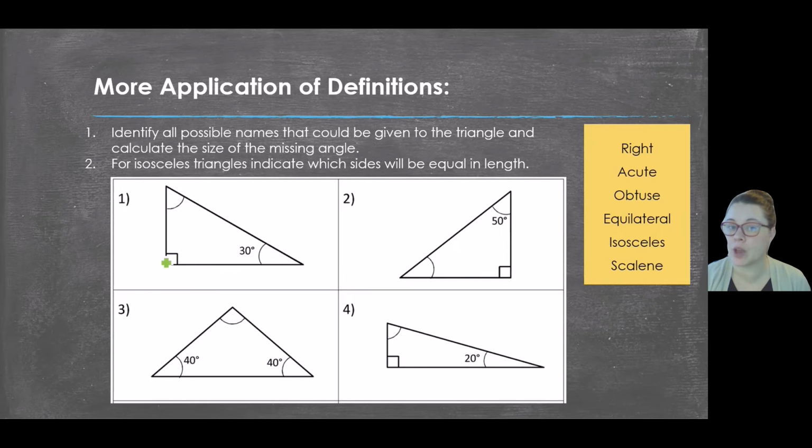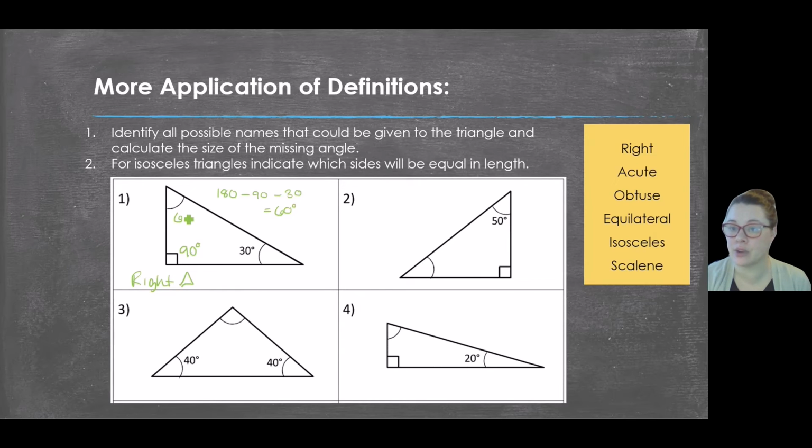So this one, whenever you see the square in the corner, that means we have 90 degrees. So that tells us right away that this is a right triangle. Okay, I'm going to abbreviate just for the sake of space. So it's a right triangle. And our extra angle. So to figure it out, we do 180 minus 90 minus 30 gives us 60 degrees.